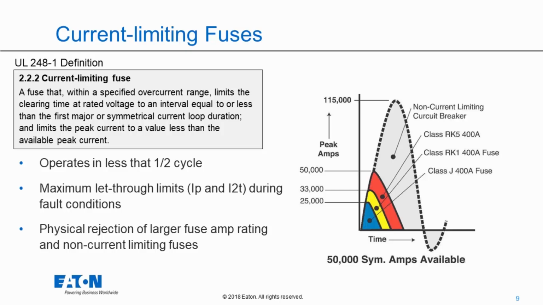So it's very important to understand that every class of fuse does not act exactly the same way. Class J is a very, very good current limiting fuse, best in class for current limitation. Then we've got RK1, which is still better than the RK5, and the RK5 has very good current limitation, but not as good as the RK1 and Class J. So the nice thing is that when you have current limiting fuses under UL 248, there's also a physical rejection of larger fuse amp ratings and for non-current limiting fuses. So it's very difficult to make a mistake and put in the wrong fuse if it's designed for a certain fuse class.